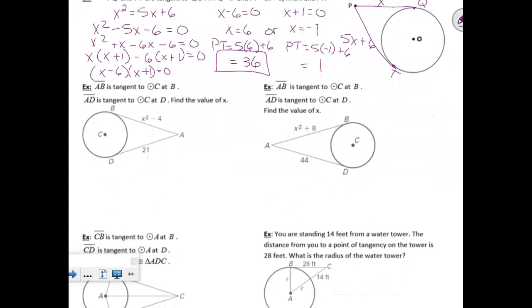So, next example. Line segment AB is tangent to circle C at B. AD is tangent to circle C at point D. Find the value of x. Our rule says that these two are congruent. So we get x squared minus 4 equals 21. x squared equals 25. Take the square root of both sides, we get x equals plus or minus 5. And we can rewrite this as negative 5 and 5 as a set.